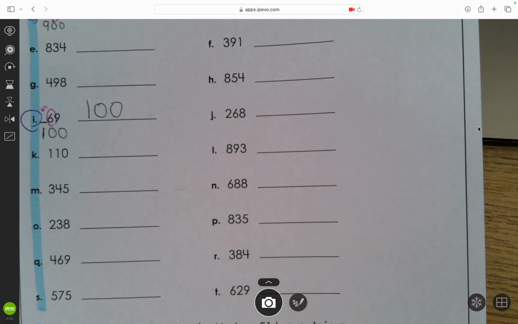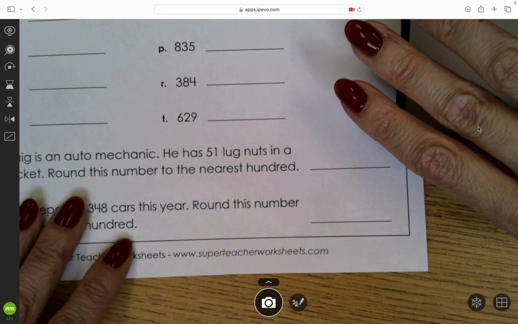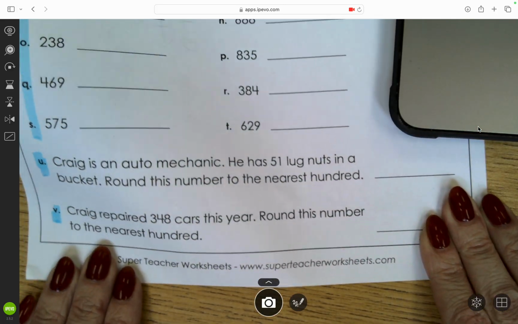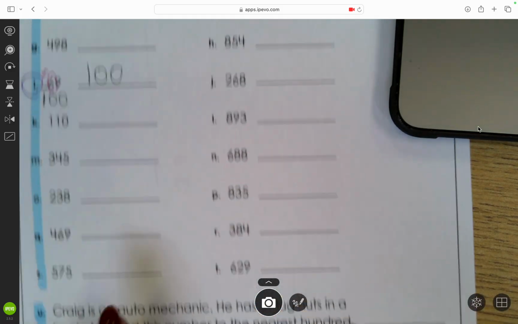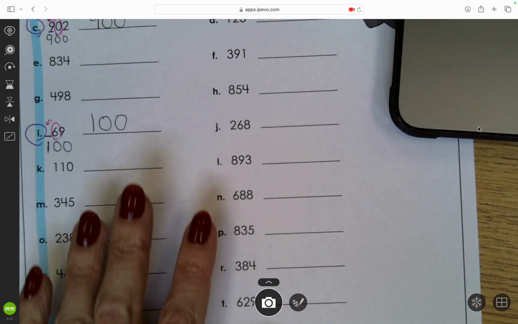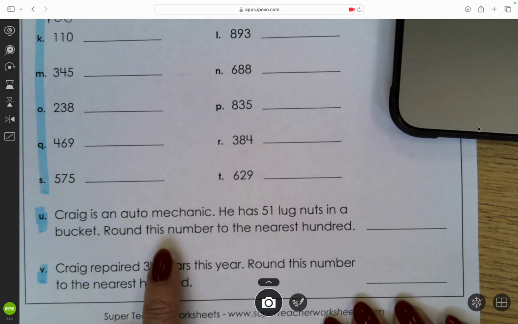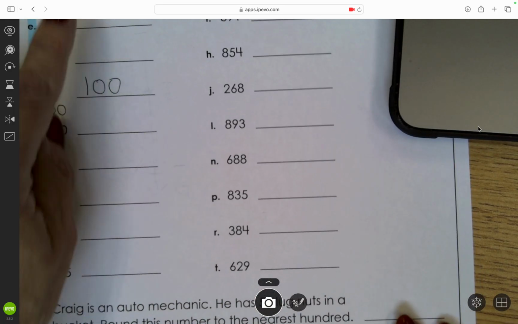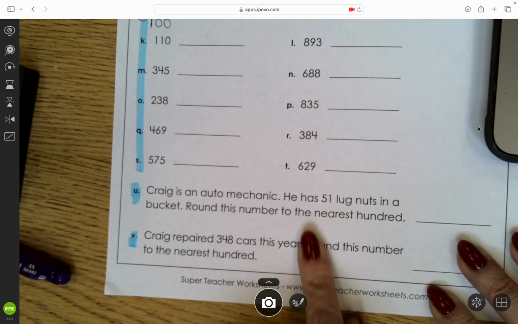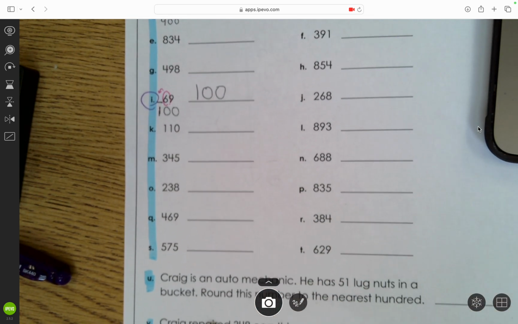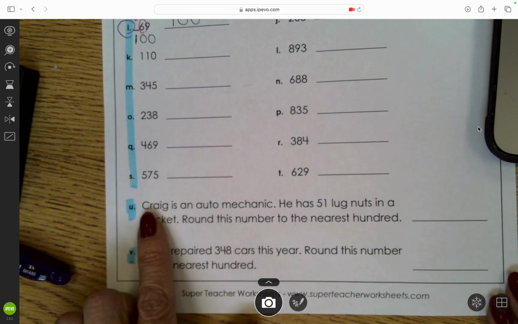Alrighty. Now I'm going to read U and V. And you're going to do the rest of these. You got this. I'm going to read you these right now. So you can either pause, finish the rest of these, or you can skip, do these now, and then go back, okay? All right, U.